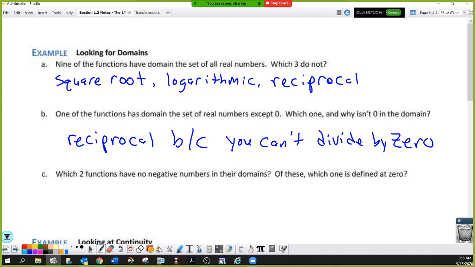Part C, which two functions have no negative numbers in their domains? Well, we know it's two of the three that we said in part A, right? So the ones that you can't have negative numbers for, well, you can't take the square root of negative numbers. Reciprocals of negatives exist, so it must be logarithmic.